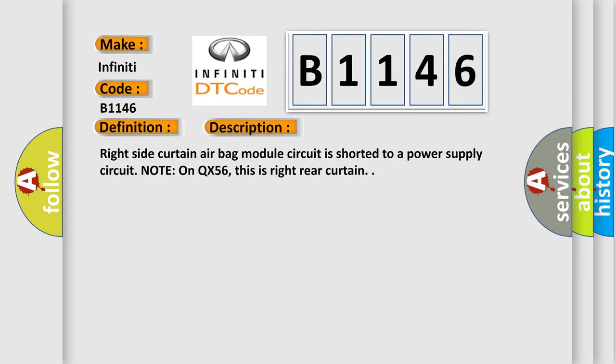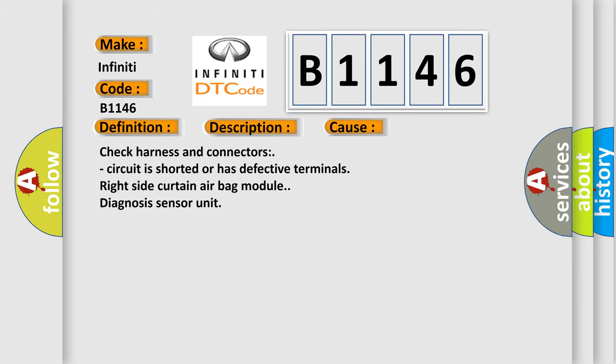Right side curtain airbag module circuit is shorted to a power supply circuit. Note: on the QX56, this is the right rear curtain. This diagnostic error occurs most often in these cases: check harness and connectors, circuit is shorted or has defective terminals, right side curtain airbag module, diagnosis sensor unit.